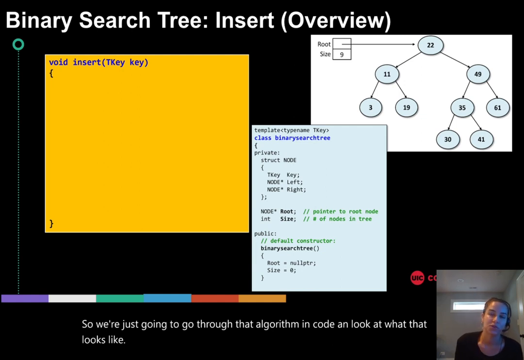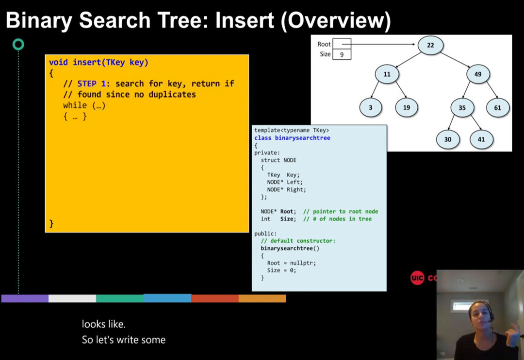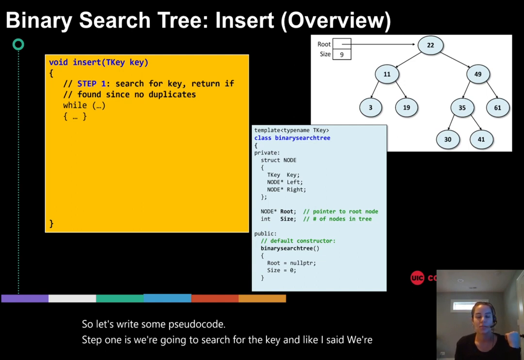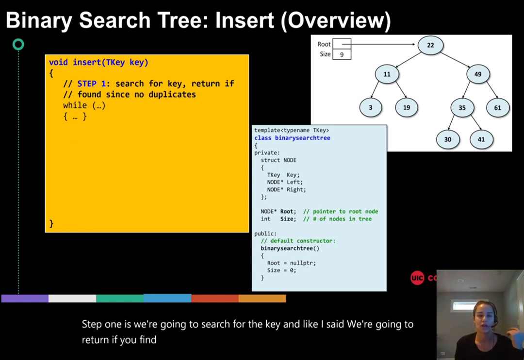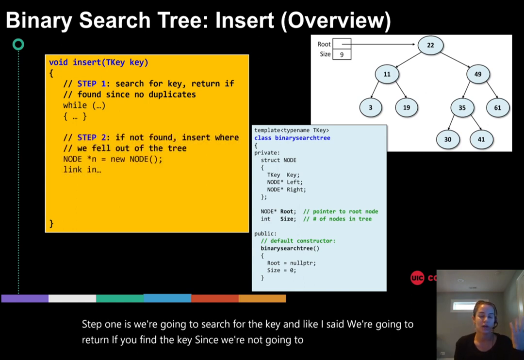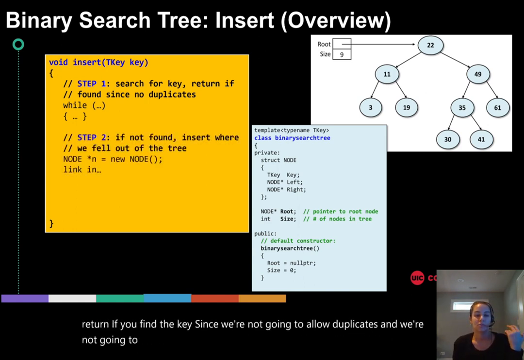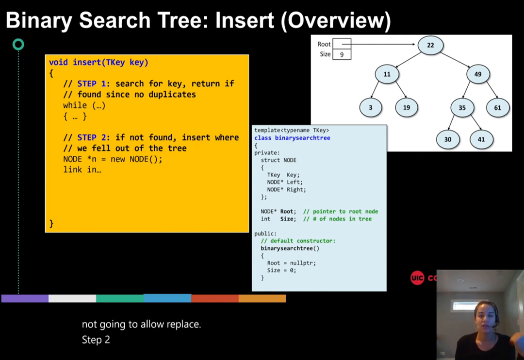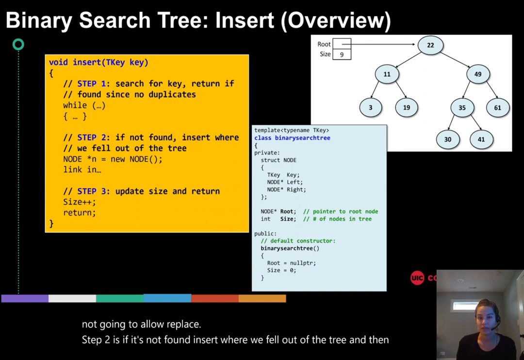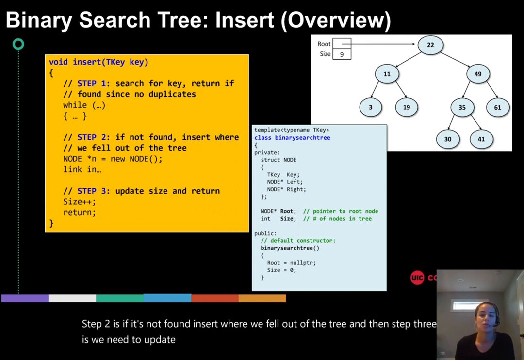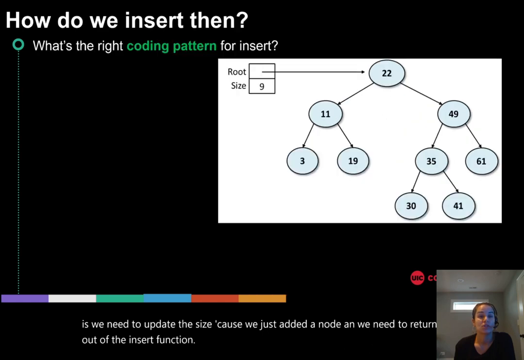So let's write some pseudocode. Step 1 is we're going to search for the key, and like I said, we're going to return if you find the key, since we're not going to allow duplicates, and we're not going to allow replace. Step 2 is if it's not found, insert where we fell out of the tree. And then step 3 is we need to update the size because we just added a node, and we need to return out of the insert function. So let's go through each of those steps.